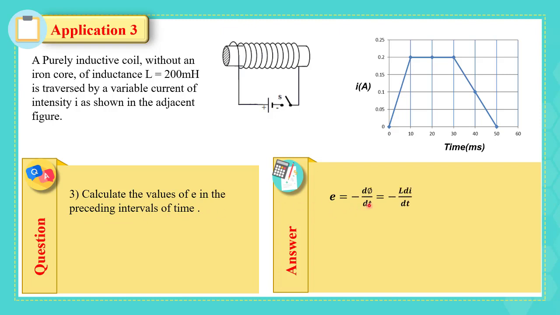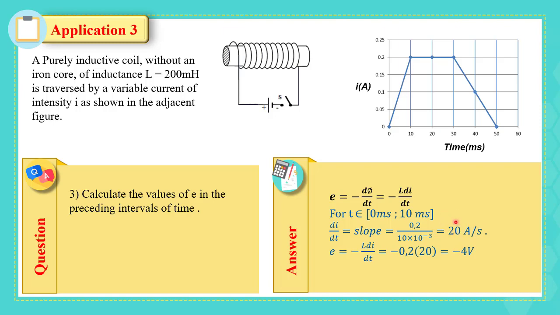Since E equals minus d flux over dt, which equals minus L dI over dt, for the first interval between 0 and 10 milliseconds, dI over dt is the slope, which is equal to 0.2 over 10 times 10 to the power minus 3, equal to 20 amperes per second. And so E equals minus L dI over dt, equal to minus 0.2 times 20, equal to minus 4 volts. For the third interval, t between 30 and 50 milliseconds, the slope will be equal to minus 10 amperes per second, so E will be equal to minus 2 volts.